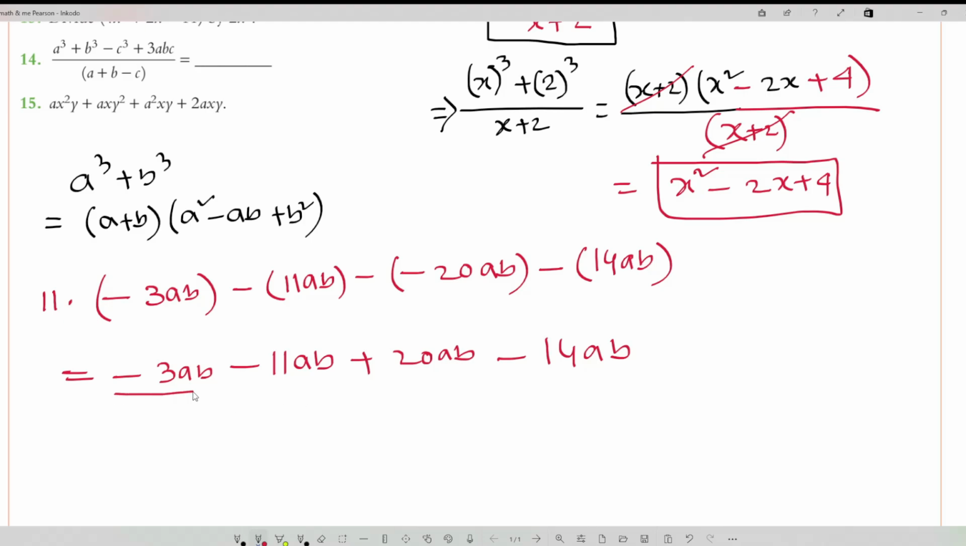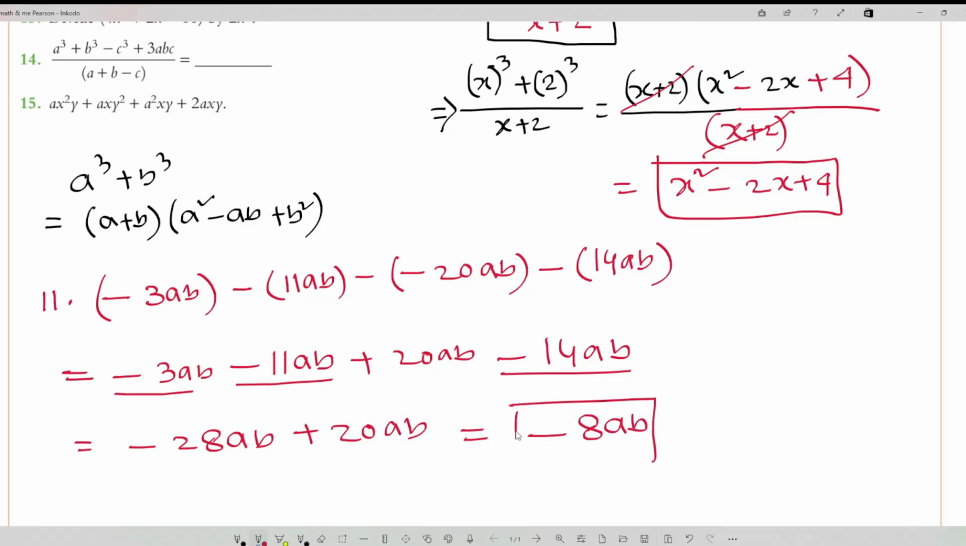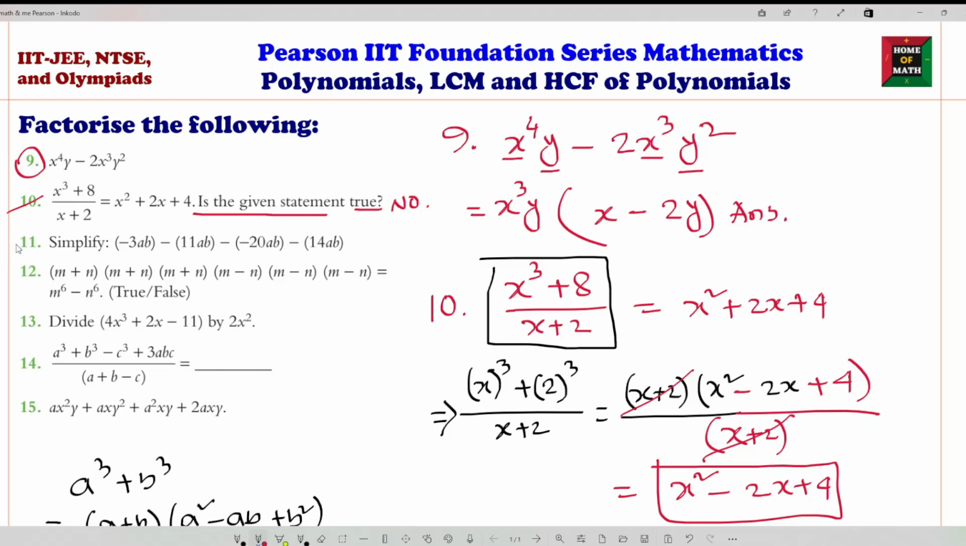Here is minus 3ab minus 11, it will be 14ab, and again minus 14ab, so here is minus 28ab, and here is plus 20ab. So our right answer is minus 8ab. Okay, this is our answer. So number 11, the answer is minus 8ab. Look, my question 9, the answer was x cube y, then x minus 2y.